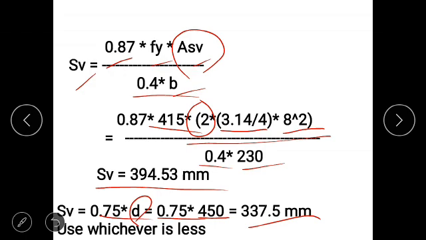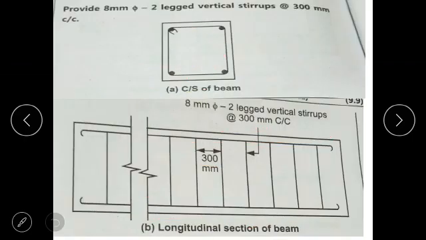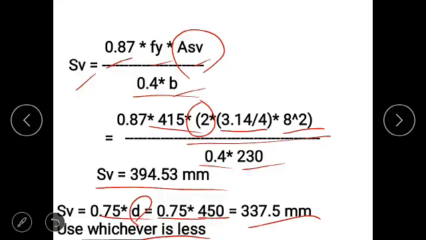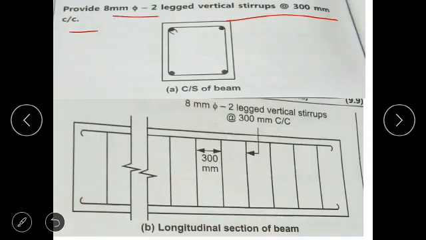But these two values are more than 300. Our rule is to use whichever is less, but since these two values are more than 300, we use 300 mm. So provide 8 mm diameter two-legged vertical stirrups at 300 mm center to center, because we do not have permission to use spacing more than 300.